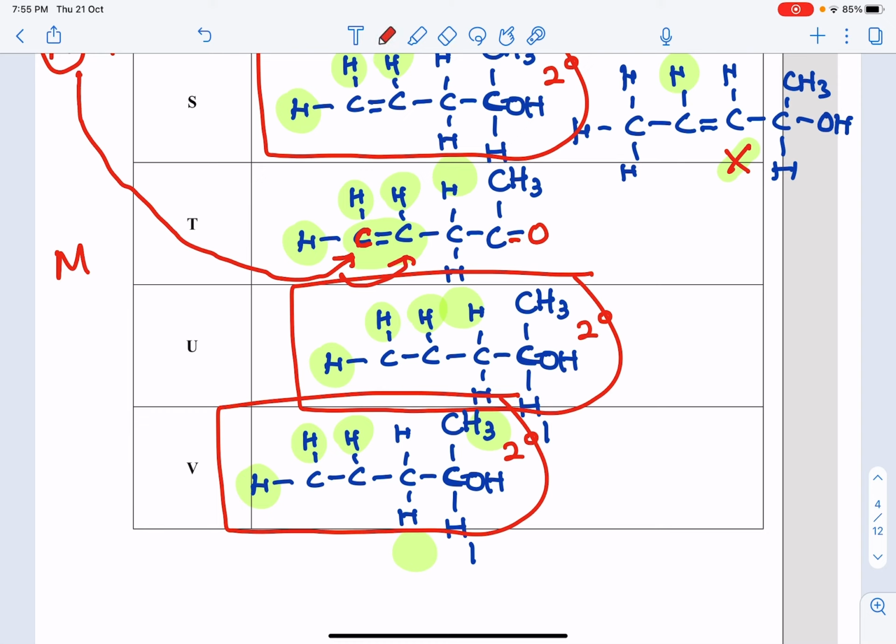Next, we are going to put in the H. Now, since V is a major product, I'm going to put the H on the carbon on the left, and then OH right here. With U, which is a minor product, I'm going to give the H to the C with less hydrogen, and the OH goes here. Okay, so I hope this video helps for question 1.